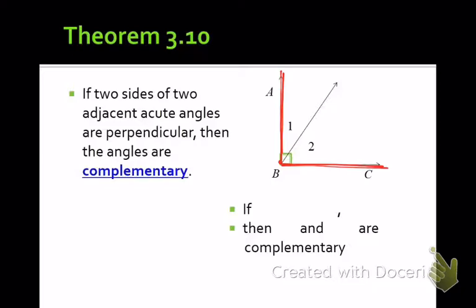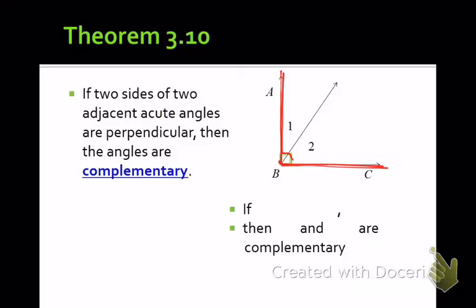Now that should make some sense if you think about it. Because if AB and BC are perpendicular, then they form this right angle. And that means that 1 and 2 would have to add to 90, which makes them complementary. But this theorem sort of slides past that whole adding to 90 piece. It just says if their non-sharing sides are perpendicular, then they're going to automatically be complementary. We can just jump to that conclusion.